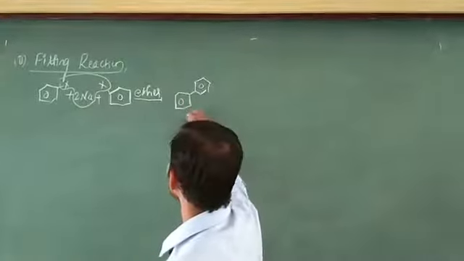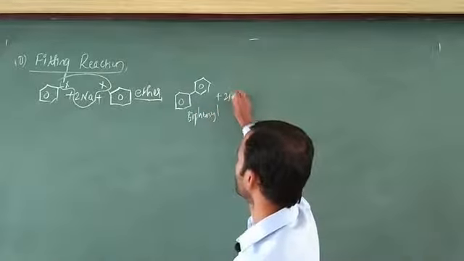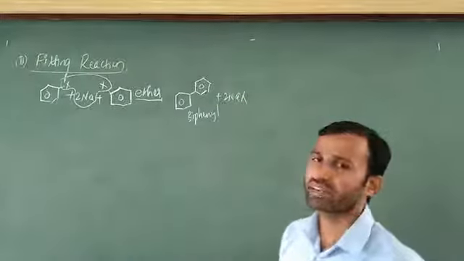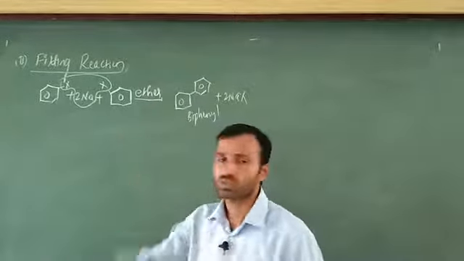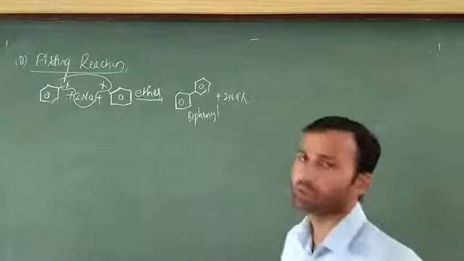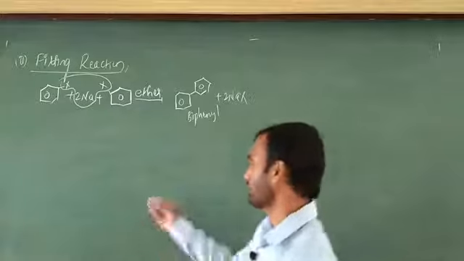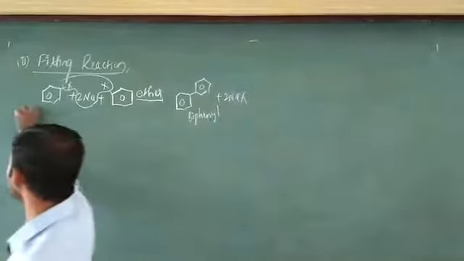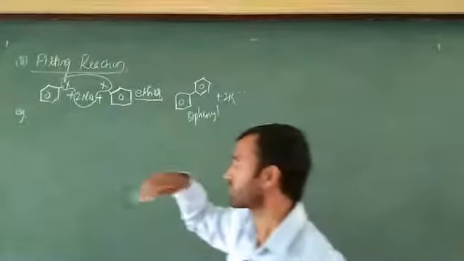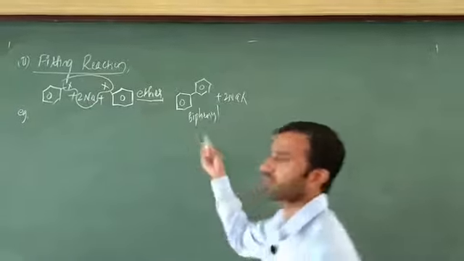What is the name of this one? Biphenyl or diphenyl, both are the same, plus release of 2 moles of NaX. This is a general example. This one indicates the Fittig reaction. In the examination they are going to ask you for 2 marks or maybe 1 mark: what is the product possible? Biphenyl. The Fittig reaction product is biphenyl. Next, a particular example we are going to consider. If you want you can write the explanation also: aryl halides can react with sodium in the presence of ether to form a biphenyl or a diphenyl.